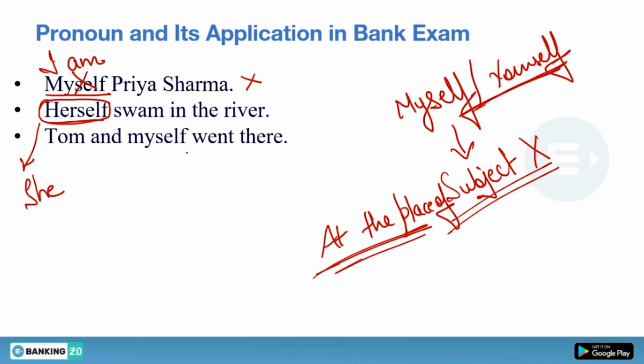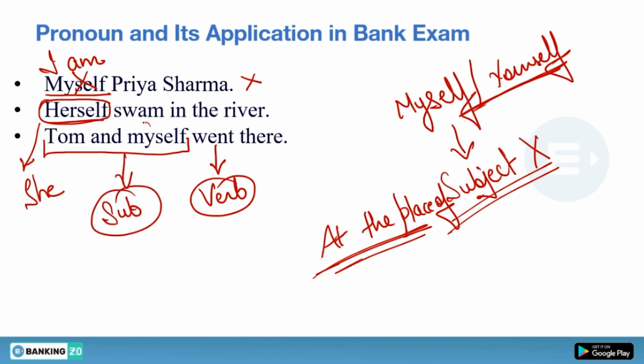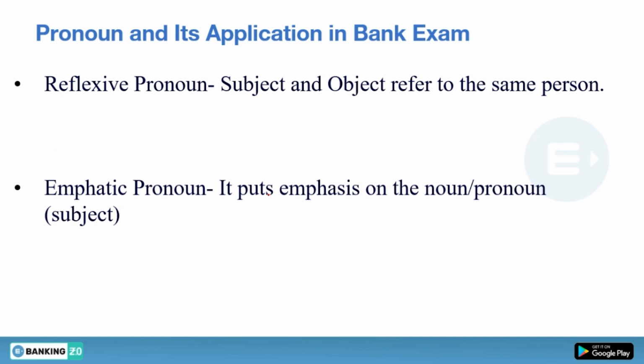Tom and myself. Tom and myself went there. Whenever you have two things, two people before verb, they are subjects. And as I told you that you cannot use myself as subject, so convert it into Tom and I went there. Is it clear?